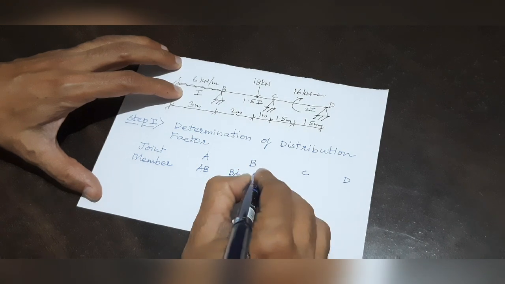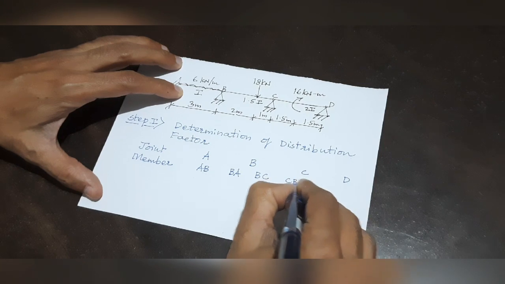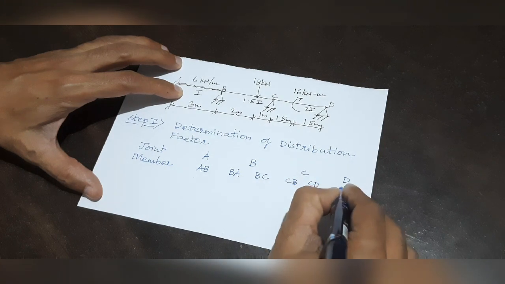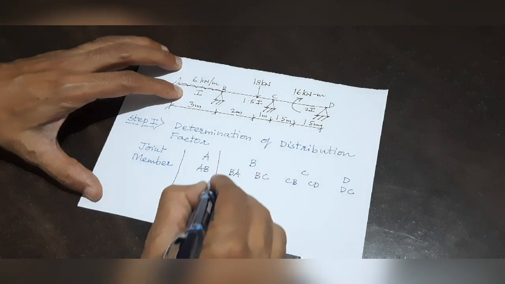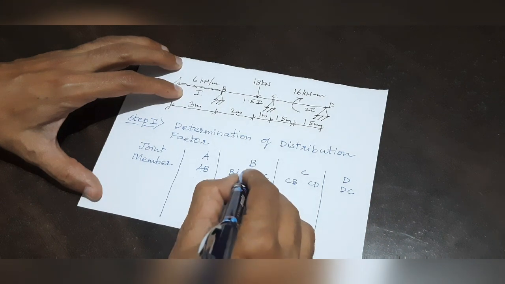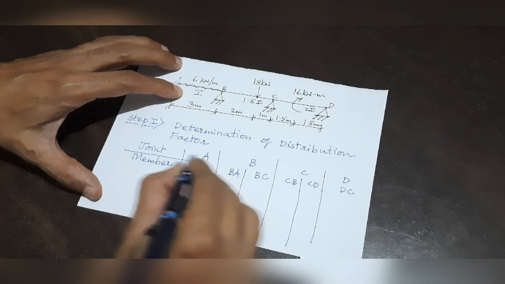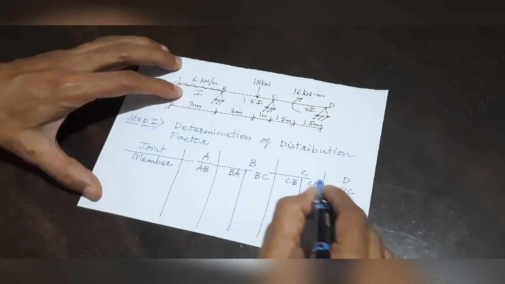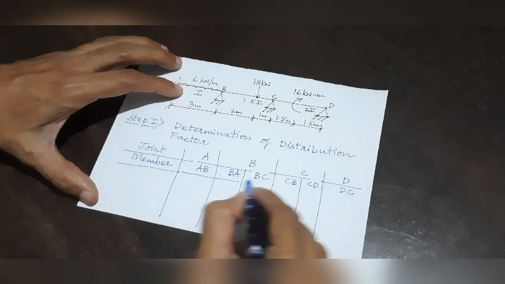For joint B, there are 2 members, BA and BC. For joint C, there are 2 members, CB and CD. And for joint D, there is only one member. So I am plotting a table like this, a joint-wise table for BA and BC, CB and CD. So this is my joint and member.